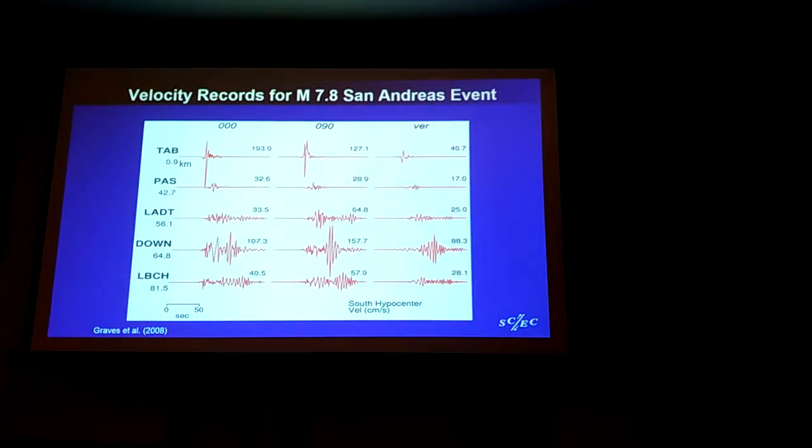And the velocity records are shown here. The 3 columns represent the 3 components. The 000 is the north-south, 090 is the east-west, and the vertical component is the last column.